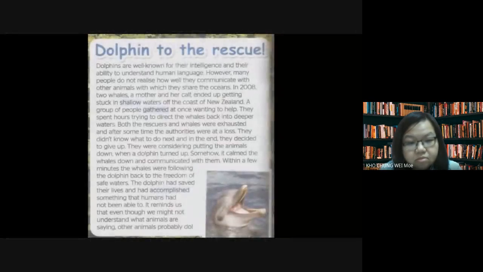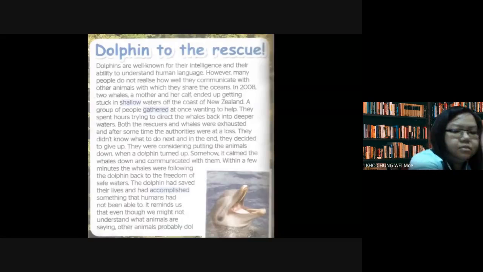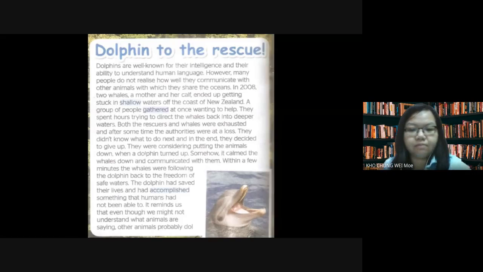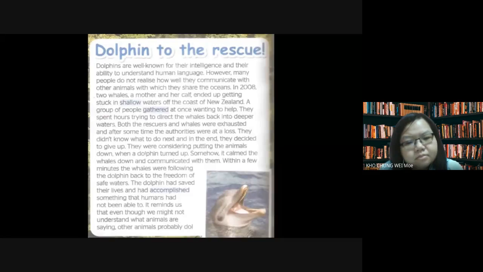Dolphin to the rescue. Dolphins are well known for their intelligence and their ability to understand human language. However, many people do not realize how well they communicate with other animals with which they share the oceans. In 2008, 2 whales, a mother and her calf, ended up getting stuck in shallow waters off the coast of New Zealand. A group of people gathered at once wanting to help. They spent hours trying to direct the whales back into deeper waters. Both the rescuers and whales were exhausted, and after some time the authorities were at a loss. They didn't know what to do next, and in the end, they decided to give up.